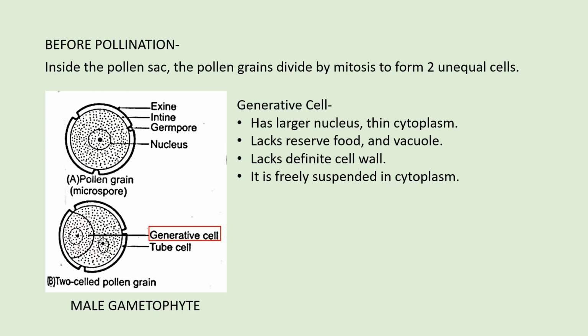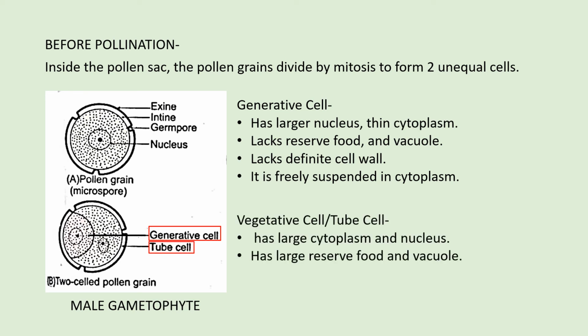The larger cell is known as the vegetative cell, or tube cell. This cell has a large vacuole, cytoplasm, nucleus, and reserve food. In most of the angiosperms, pollens are released in this stage, that is, the 2-celled stage, after dehiscence of the anther. The 2-celled stage pollen grain is also known as the young, or partially developed male gametophyte.